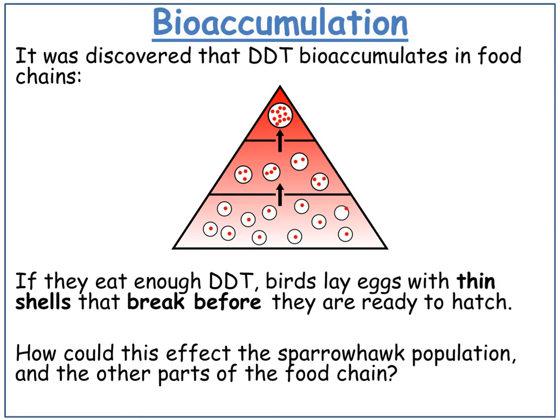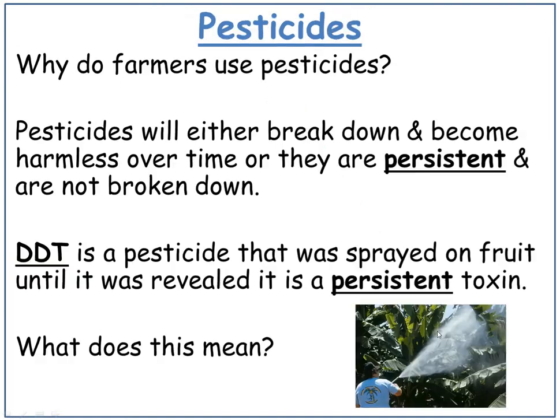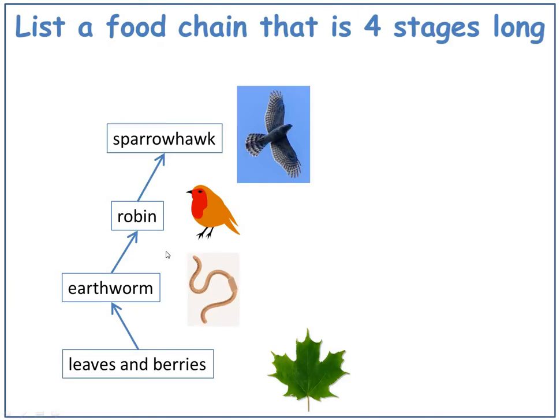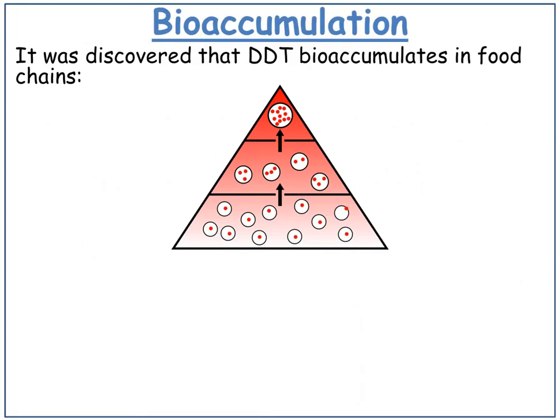So the sparrowhawk population would decrease because there wouldn't be enough new chicks that hatch properly and healthily. And that could affect the other parts of the food chain because if there's less sparrowhawks, we go back, then that means there's less predator to eat the robin. So the robin population might increase because the sparrowhawk population would decrease. The robin could go out of control, really.